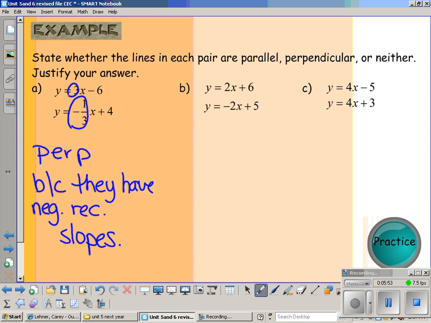Look at B. We have a slope of 2 and a slope of negative 2. Are those the same? No, they're not exactly the same, so they're not parallel. Are they negative reciprocals? They are opposite in sign, but they're not flipped. Therefore, these are neither.